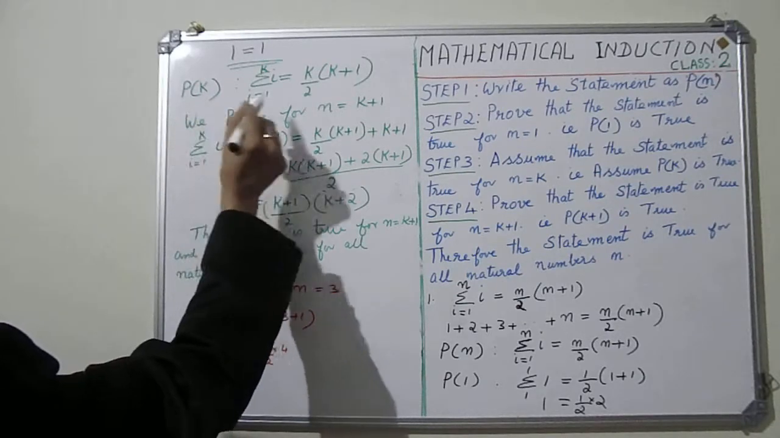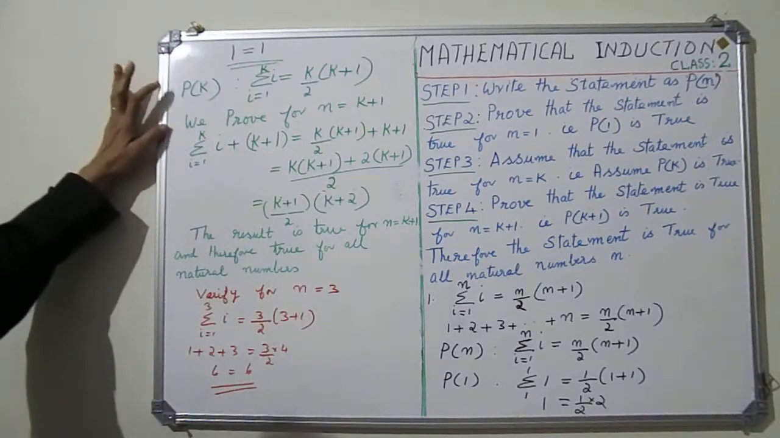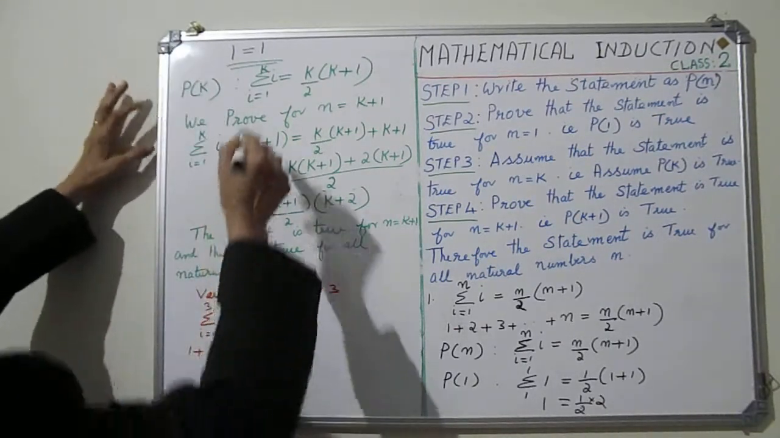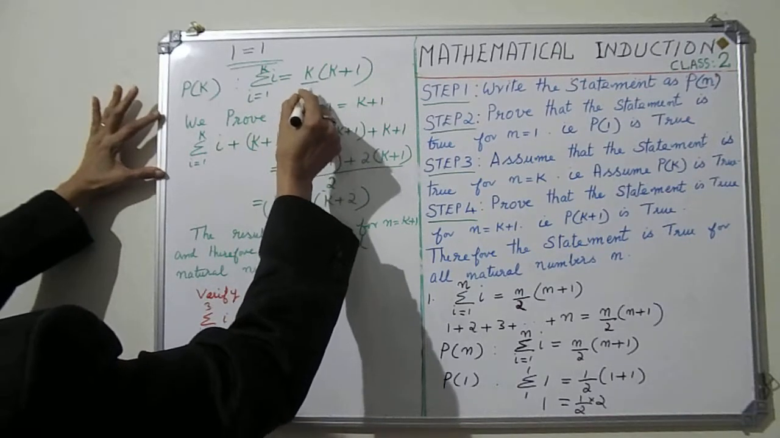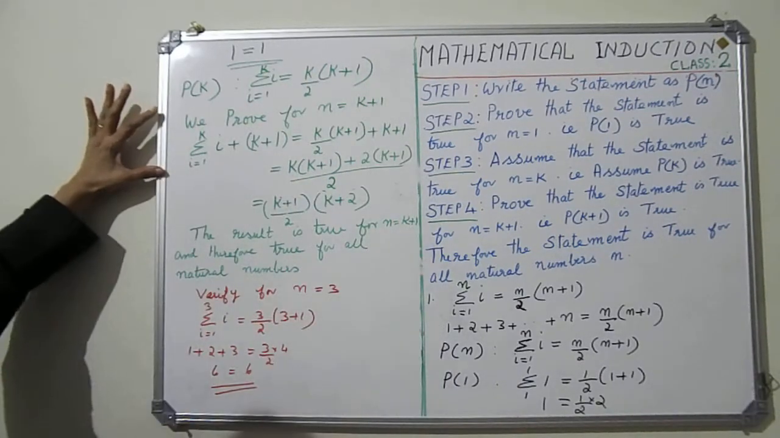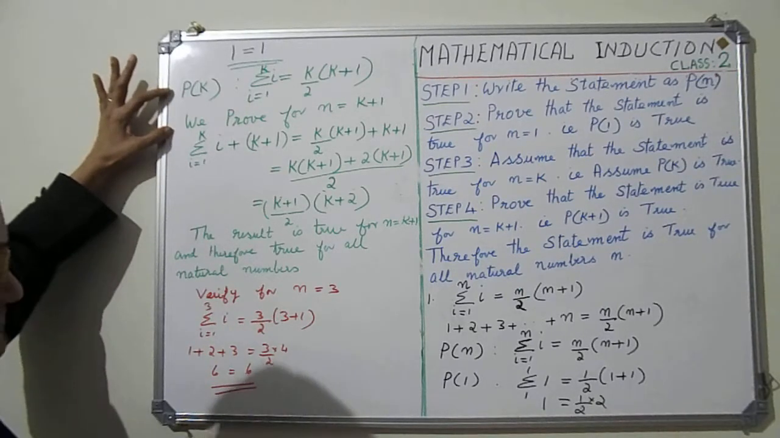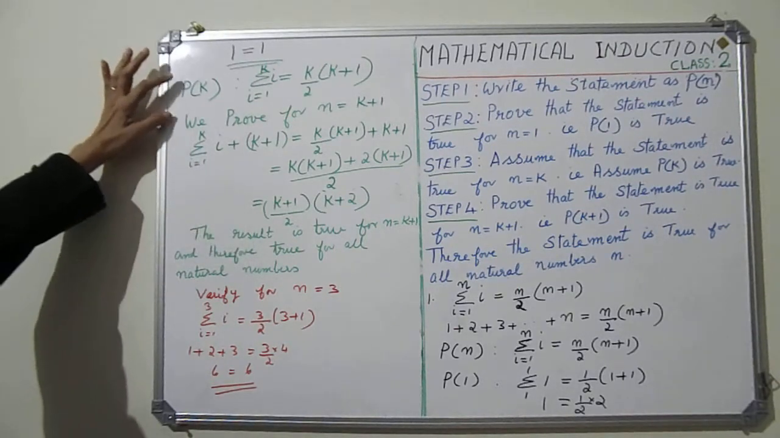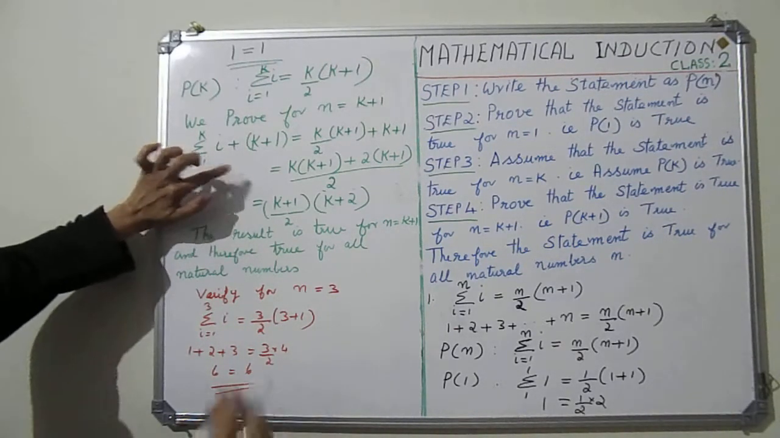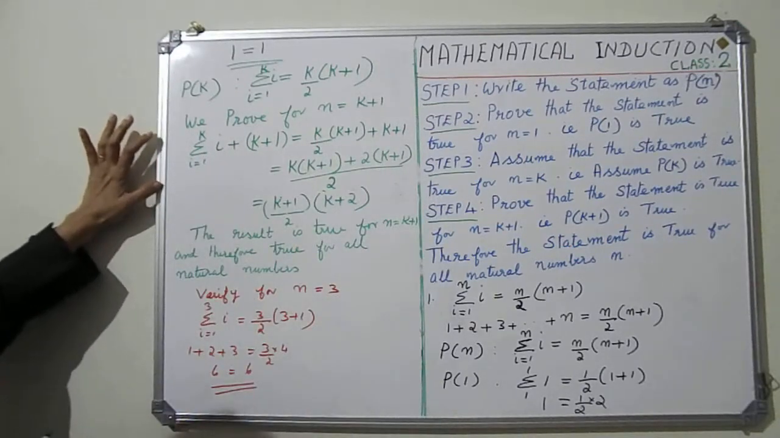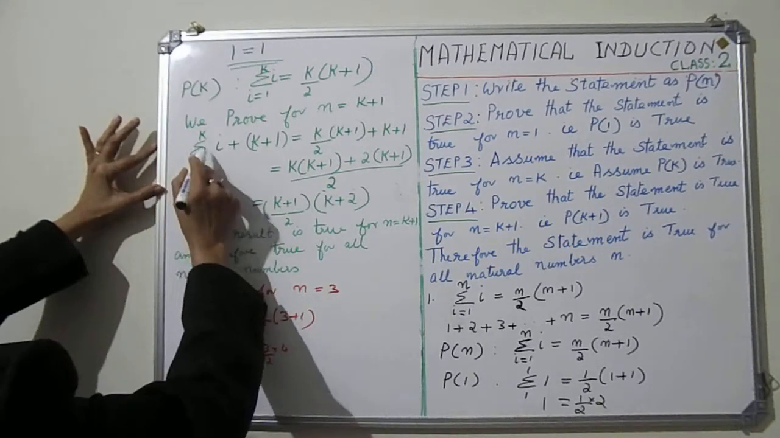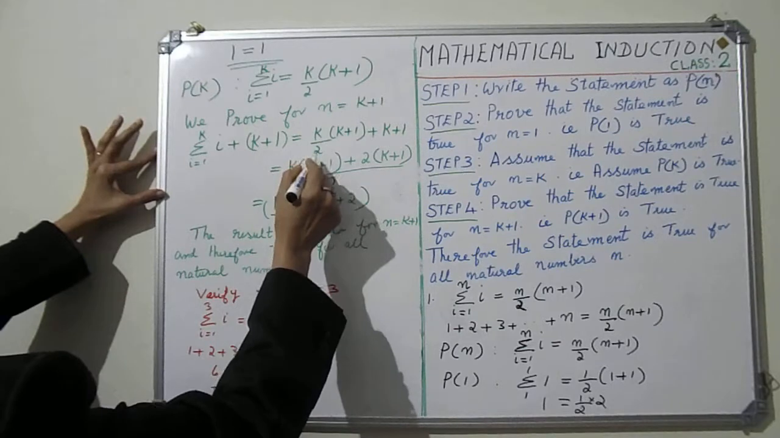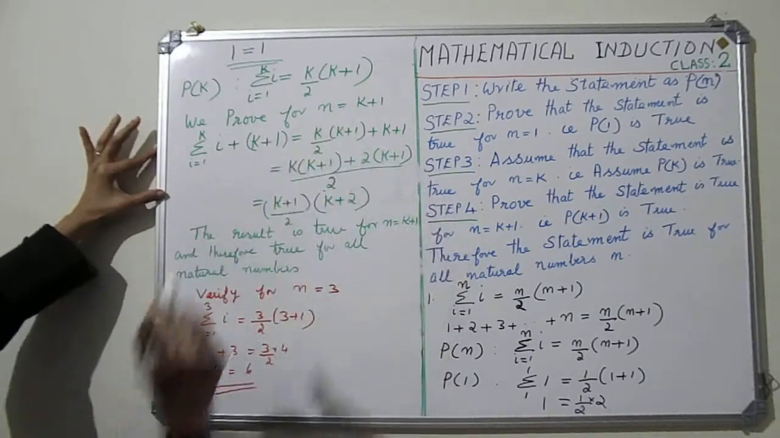We assume that the statement is true for n equal to k. That is P of k. What is our P of k? P of k is sigma i varying from 1 up to k of i is equal to k by 2 times k plus 1. Now using this statement, we will prove that the statement is true for n equal to k plus 1. That is, in the statement for P of k, I am going to add k plus 1 on both sides. Sigma i varying from 1 up to k of i plus k plus 1 is equal to k by 2 times k plus 1 plus k plus 1.